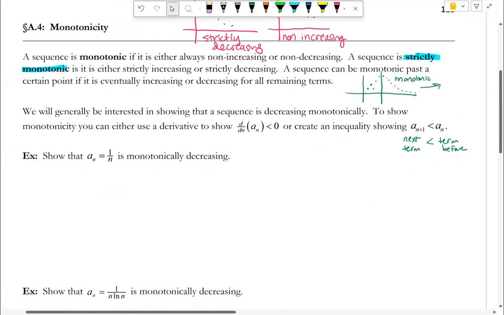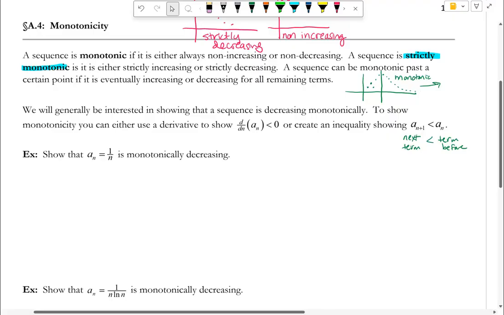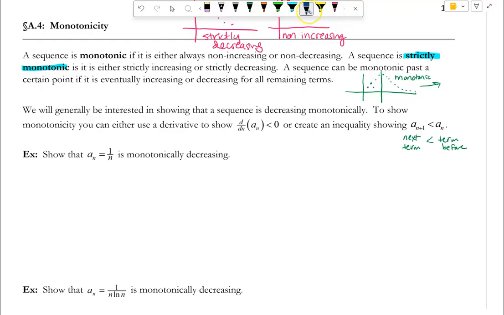All right, so in this first example, we are showing that the sequence a sub n equals 1 over n is monotonically decreasing. And again, we could do that two ways. So let's try it first using the derivative. If I take the derivative of a sub n, I'm going to think of this as n to the negative 1 power. My derivative is negative 1 over n squared.